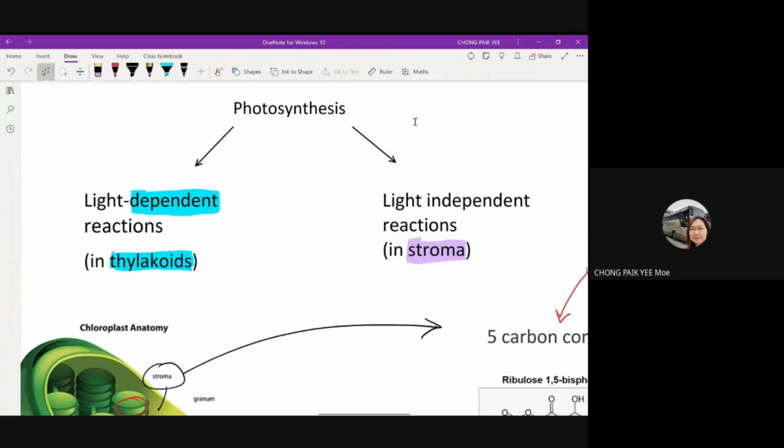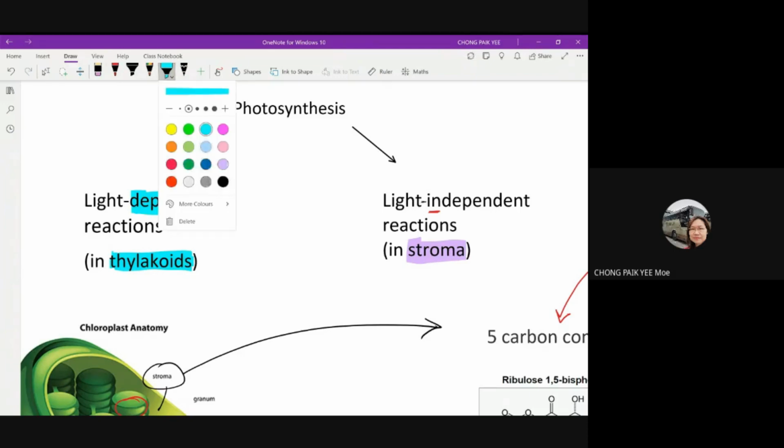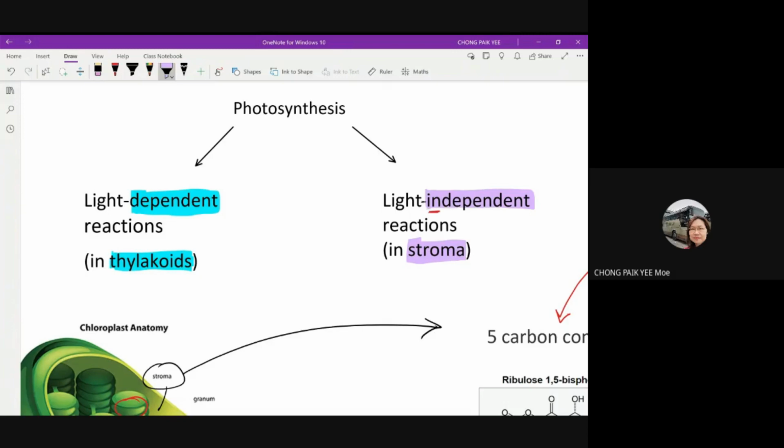The other reaction is called the light-independent reaction. Take note of the word here, light-independent, with a hyphen in between. It happens in a different place, in the stroma. The stroma is the liquid component outside of the thylakoid. I'll show that in a minute in the picture. So this is independent. We go one by one.